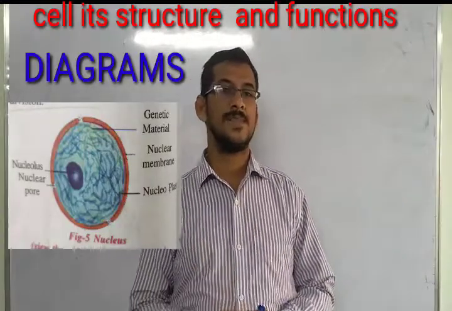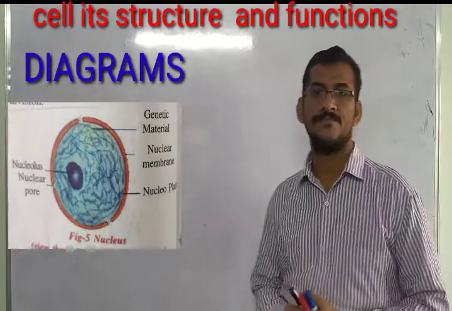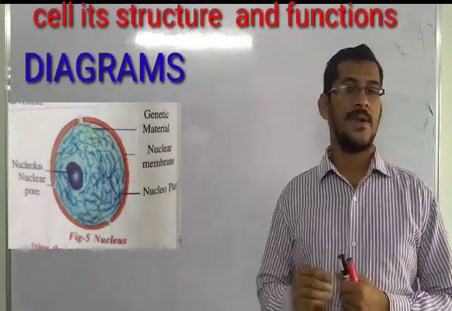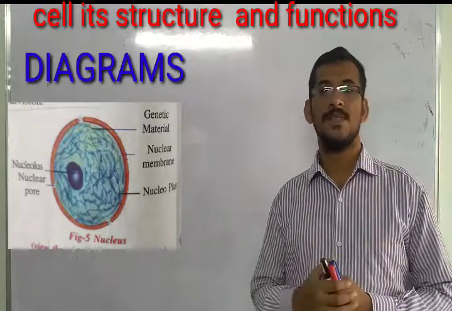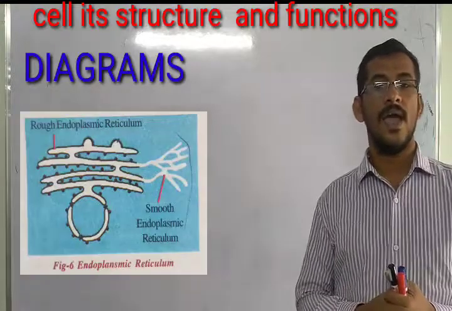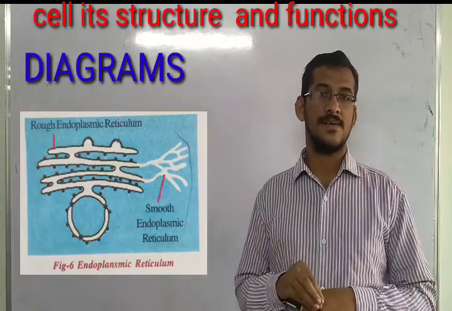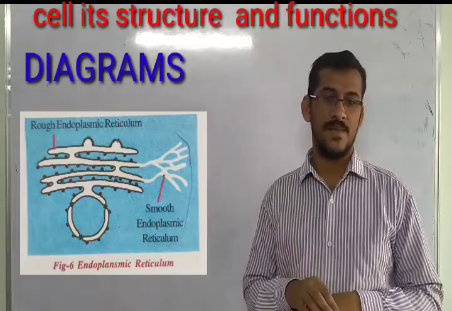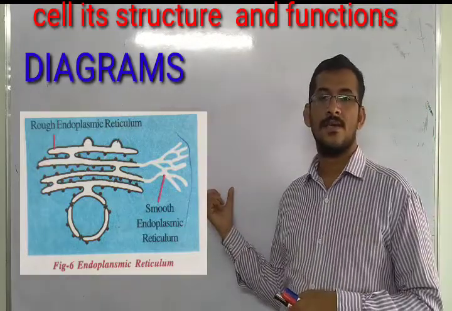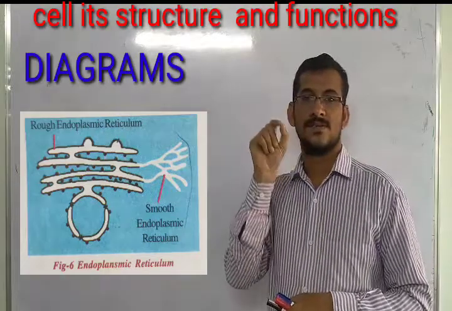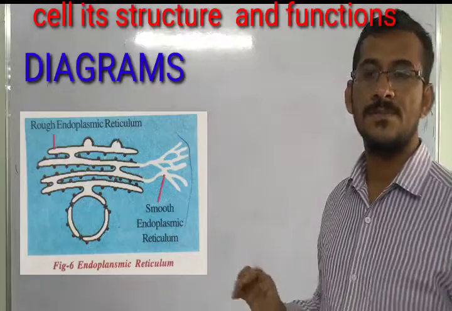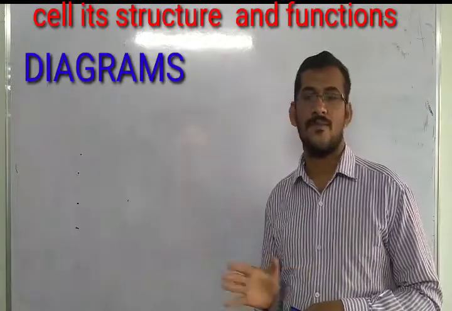In the examination they will give you a nucleus diagram and ask you to draw the diagram and label the parts. Sometimes in the objective section they will give you an endoplasmic reticulum diagram and ask you to label the parts. They will give one diagram with two parts, X and Y, and you have to label the part for half a mark.